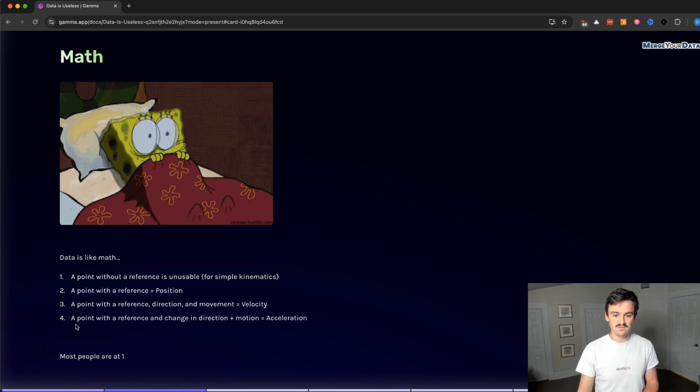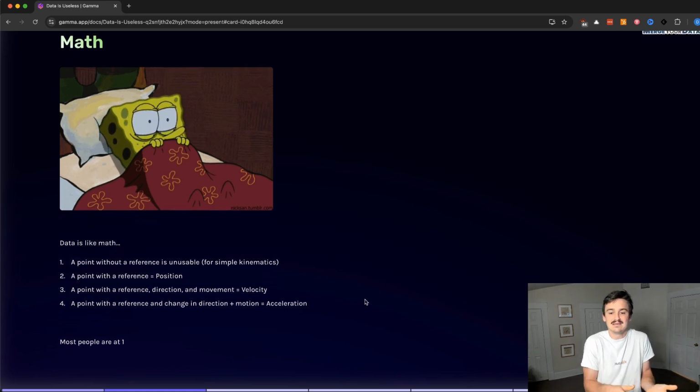And then we get down to the fourth one, which is a point with a reference and change in direction plus motion equals acceleration. If I'm crossing the road and a car is coming at me fast, what I care about is is it slowing down enough to not hit me? Can I keep crossing the road? If it's not, then I'm going to stop. And so this is even more information that helps me live my life.